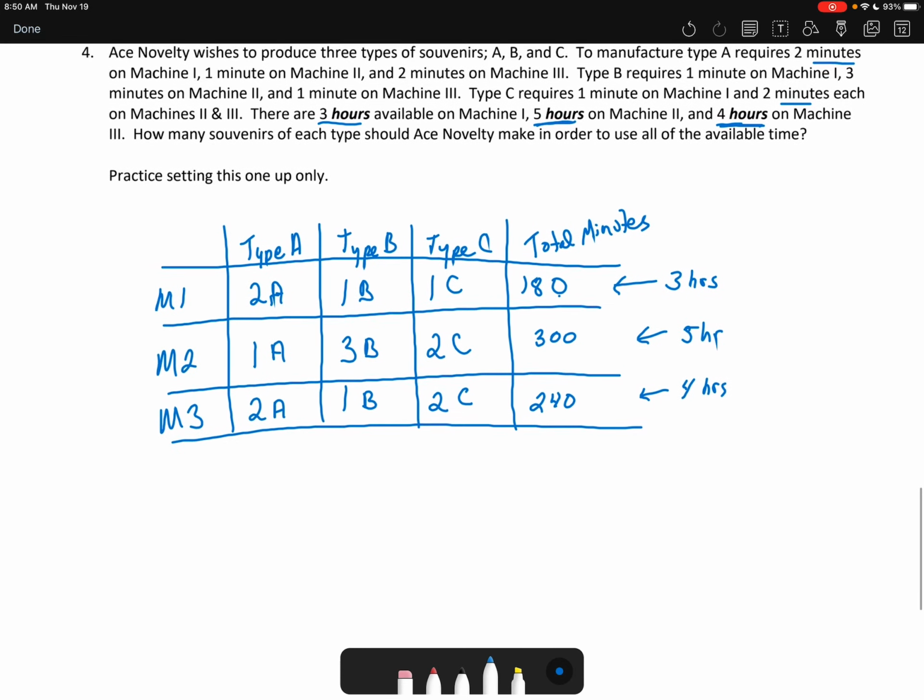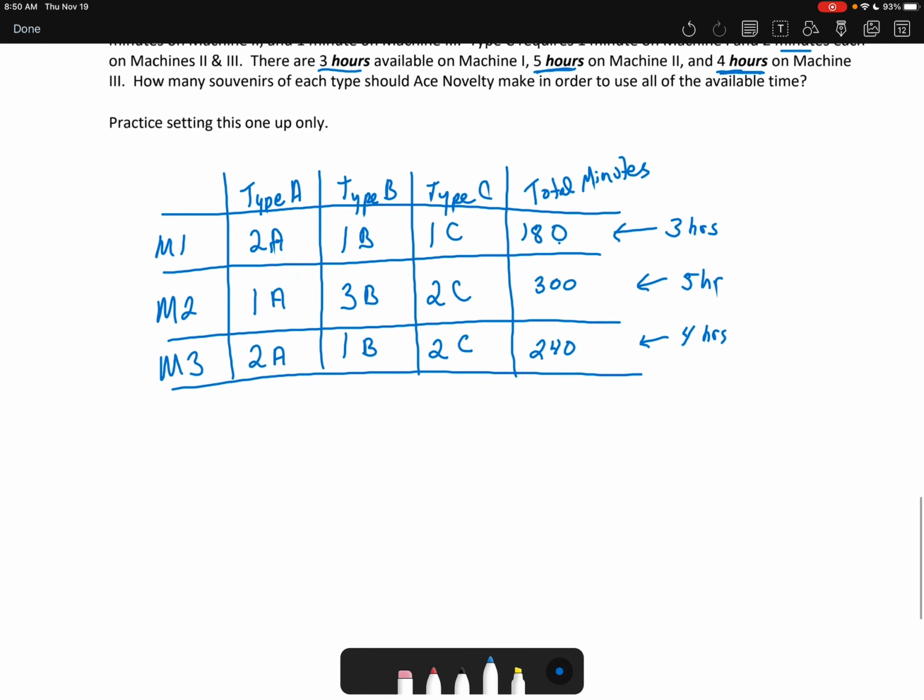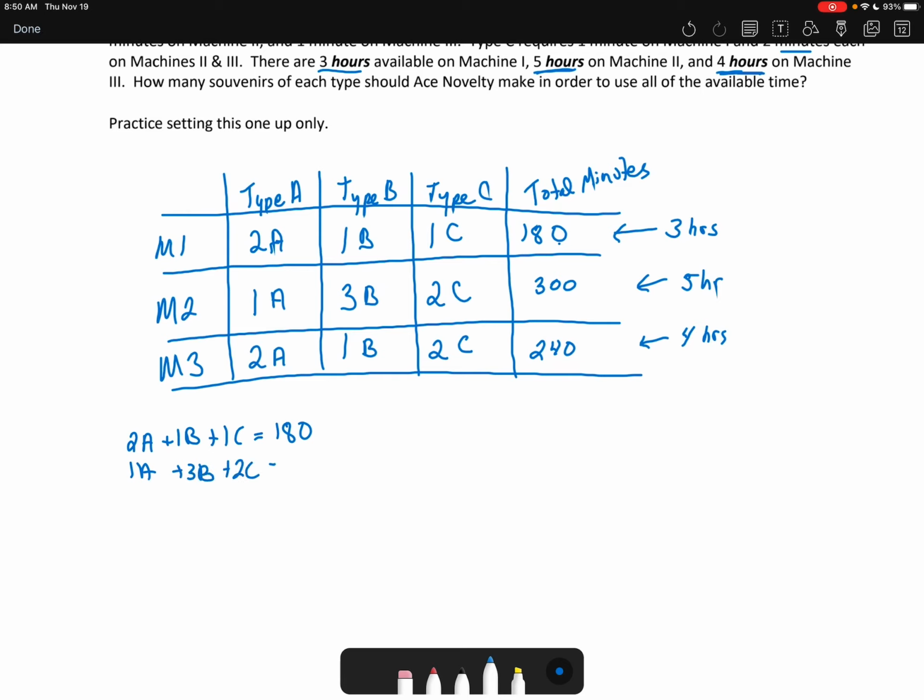So again, now that we've got everything organized, we could pull this information out of the chart and have our equations that we want to solve. So we would have 2A plus 1B plus 1C equaling 180. 1A plus 3B plus 2C equaling 300. 2A plus 1B plus 2C equaling 240. And at this point, you could start picking on your variables and solving this set of equations.